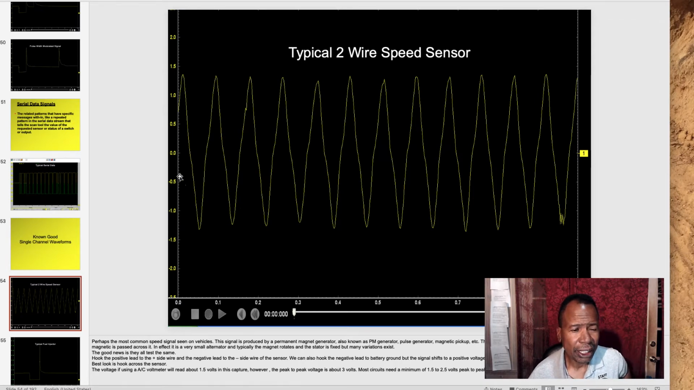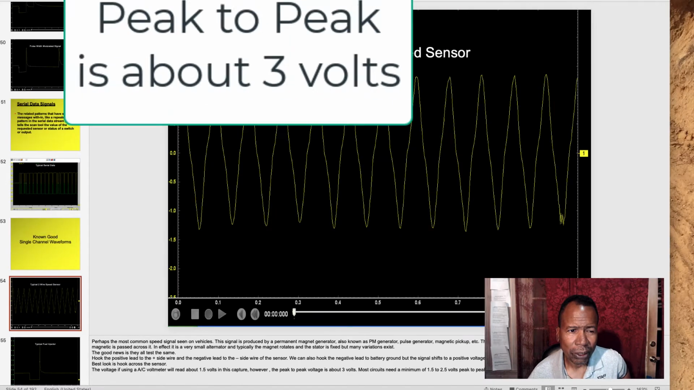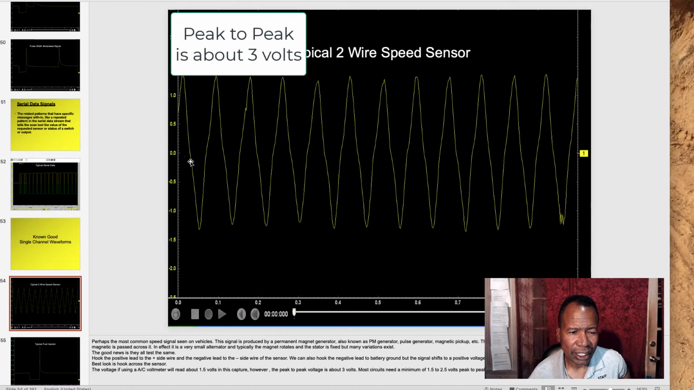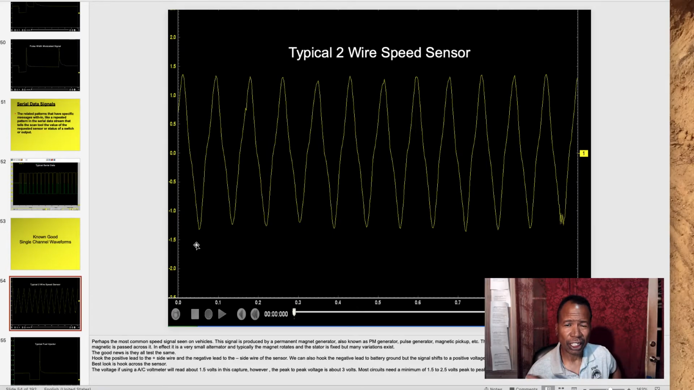So what we see here is an AC signal. You see the 0 here is the middle line, going all the way across to this end is 0, the midpoint. As it goes up, positive, it comes down, negative. The positive side is a little over a volt, almost a volt and a half, and the negative side is about a volt, a volt and a half. But again, it's a known good waveform, an AC signal.